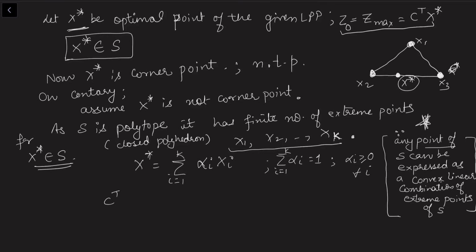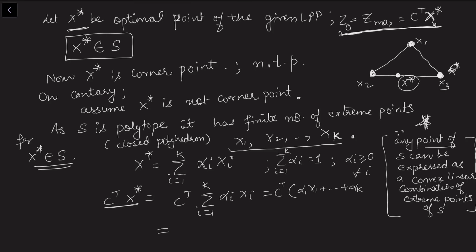Now operate by C transpose on both sides. Operating means multiplying by C transpose on both sides because we want to find the value for z. To find the value for z, I must multiply the point by the cost. Here also C transpose is multiplied, i varying from 1 to k, alpha i, xi. You can see that these are scalars. So this expression is something like alpha 1 x1 plus so on up till alpha k xk. If I open this summation, I can write it in this form.